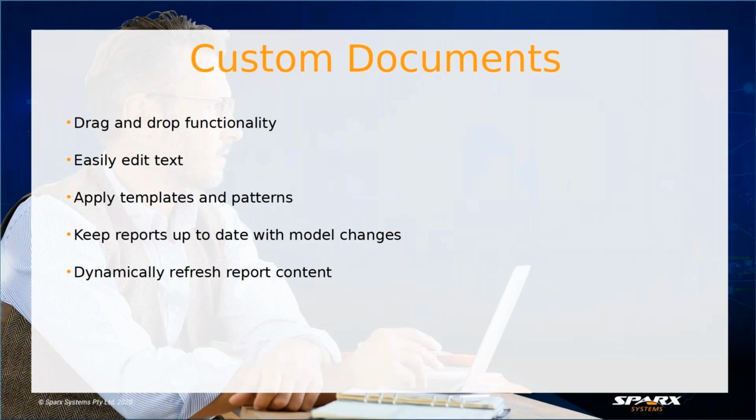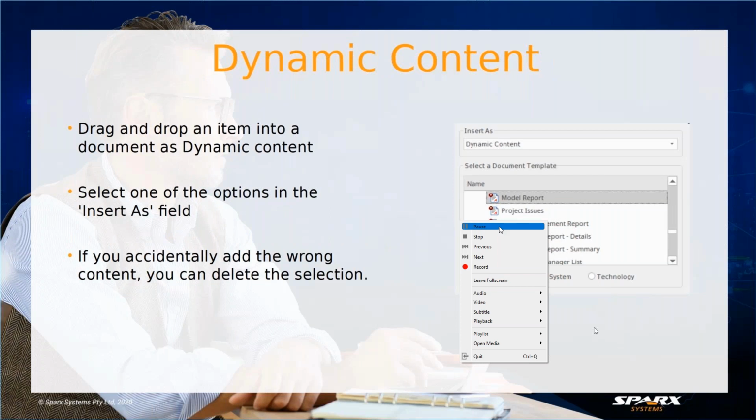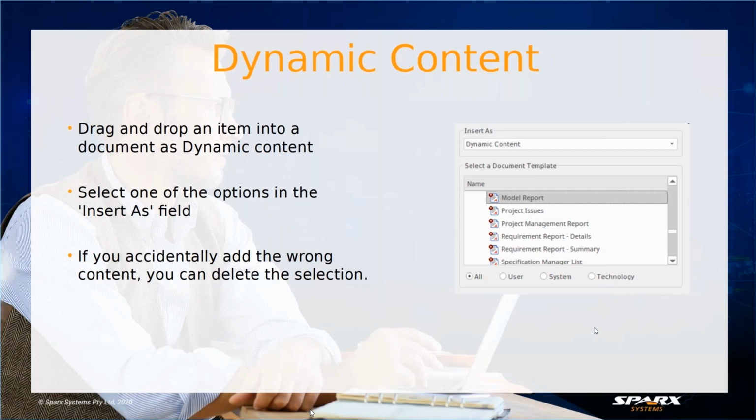It allows you to make sure that you can keep reports up to date with model changes, and you can dynamically refresh report content. So if you create something in Word using a traditional approach, then the minute you hit print, you know that report's going to be out of date. So one of the advantages of using dynamic content within Enterprise Architect is that you can simply right-click and say update model content, and you know that your report will reflect the most up-to-date information in the report.